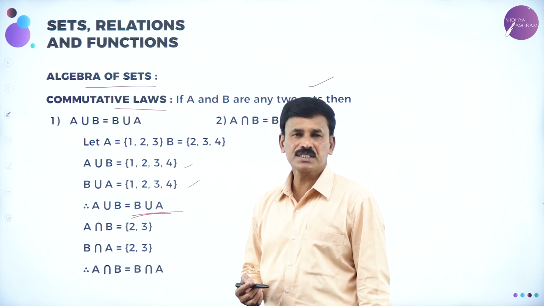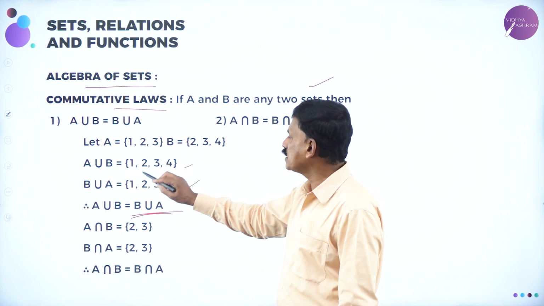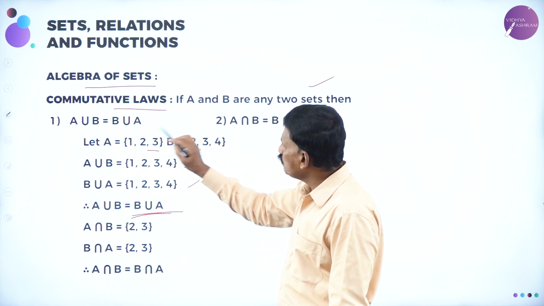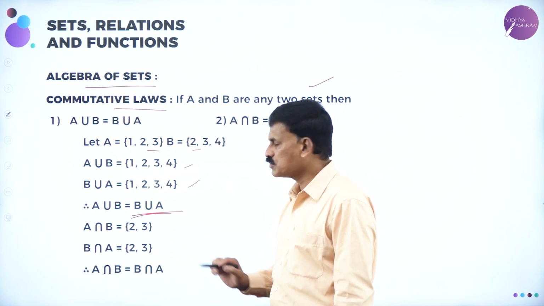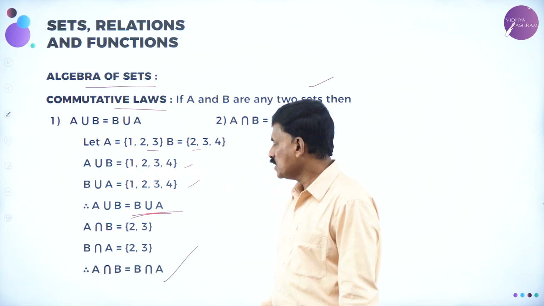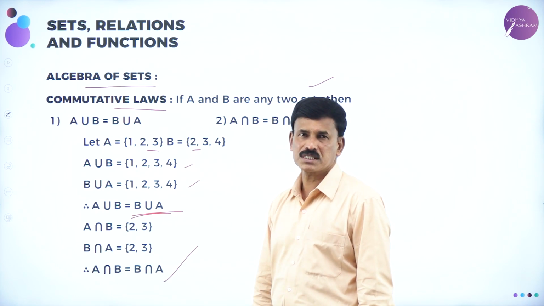Similarly, find out the intersection. Intersection is nothing but the common element. A intersection B, the common in these two is 2, 3. And B intersection A is also 2, 3. So the intersection of A and B are the same, 2, 3. A intersection B is also equal to B intersection A.